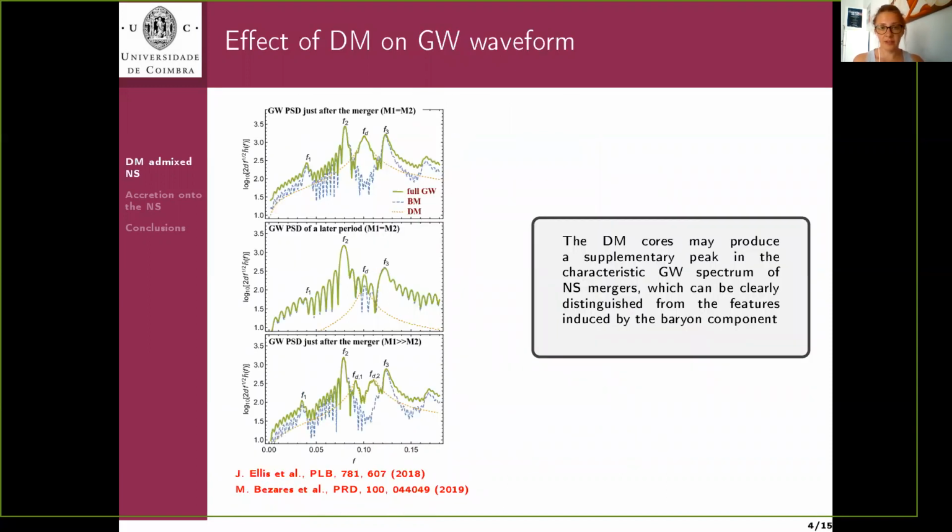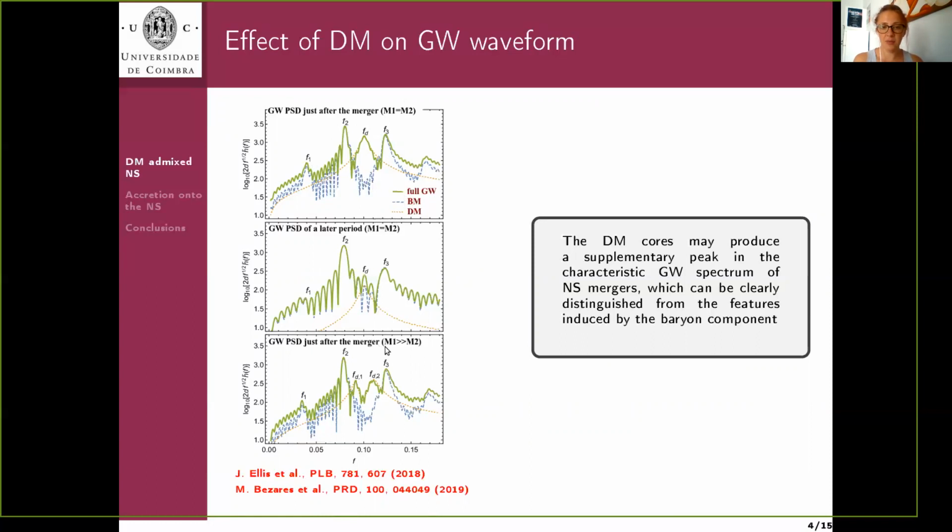Another effect of dark matter is related to its imprint on the gravitational wave waveform. Dark matter cores may produce a supplementary peak in the characteristic gravitational wave spectrum of a neutron star merger, which can be clearly distinguished from the features induced by the baryon component. For example, for a symmetric system, we can see F1, F2, and F3. These are three peaks related to the baryon matter component. But we also see a new peak which appears due to the presence of dark matter.